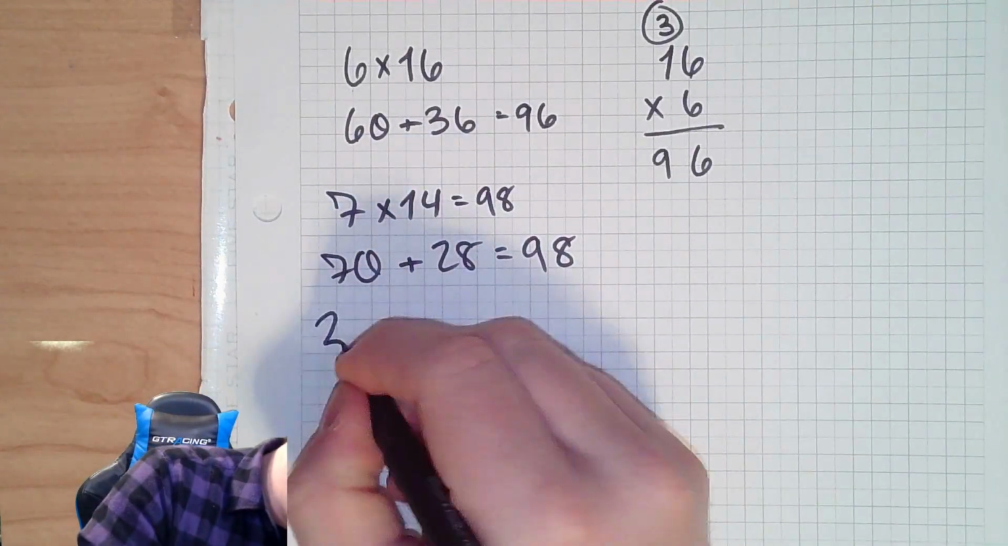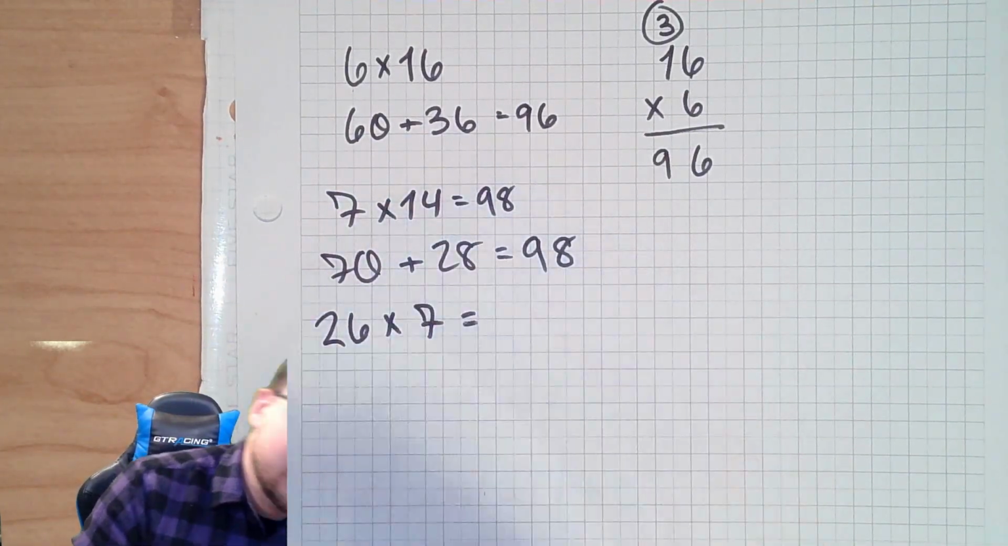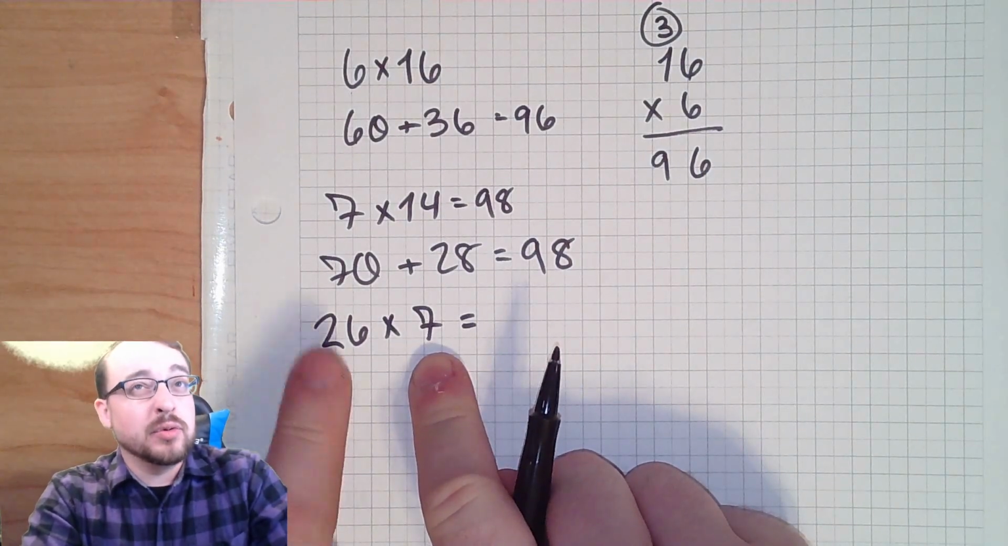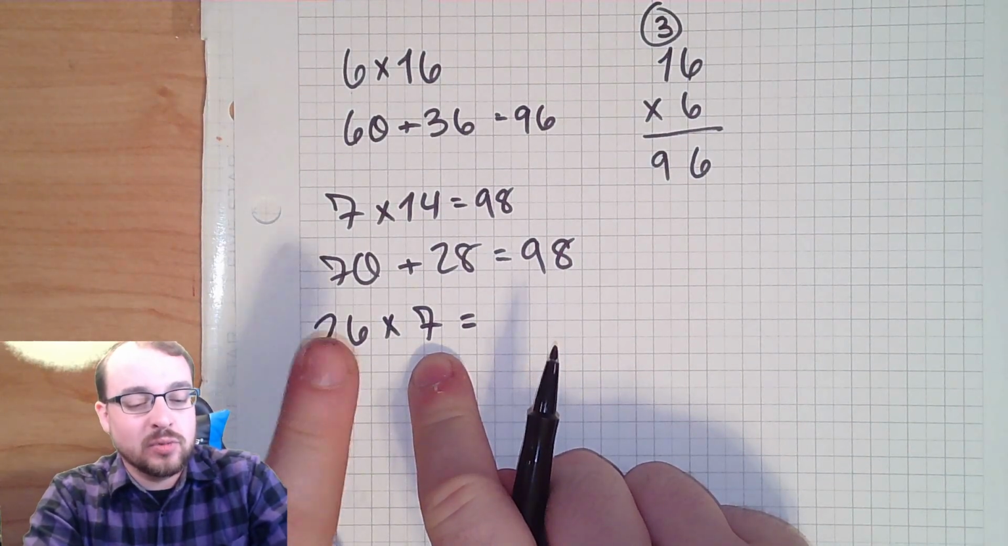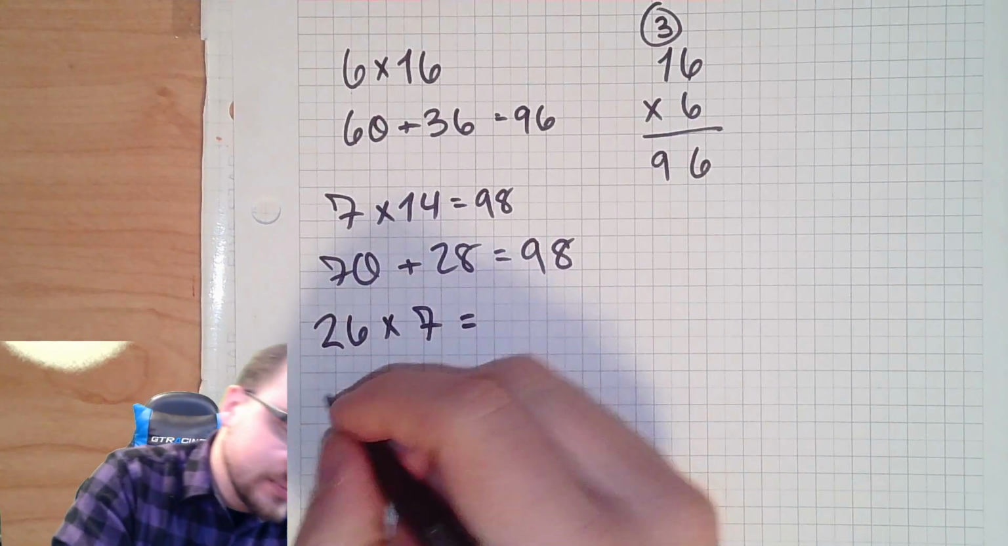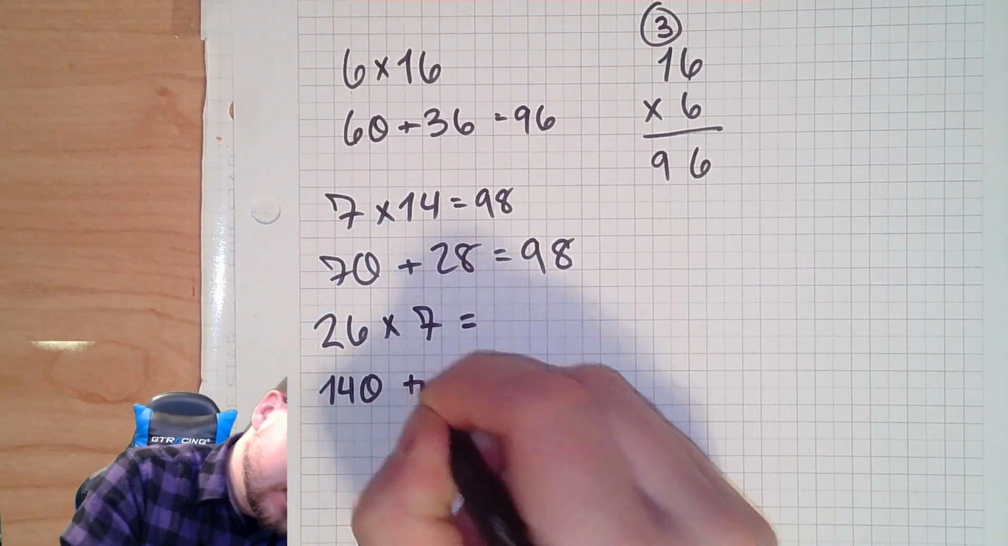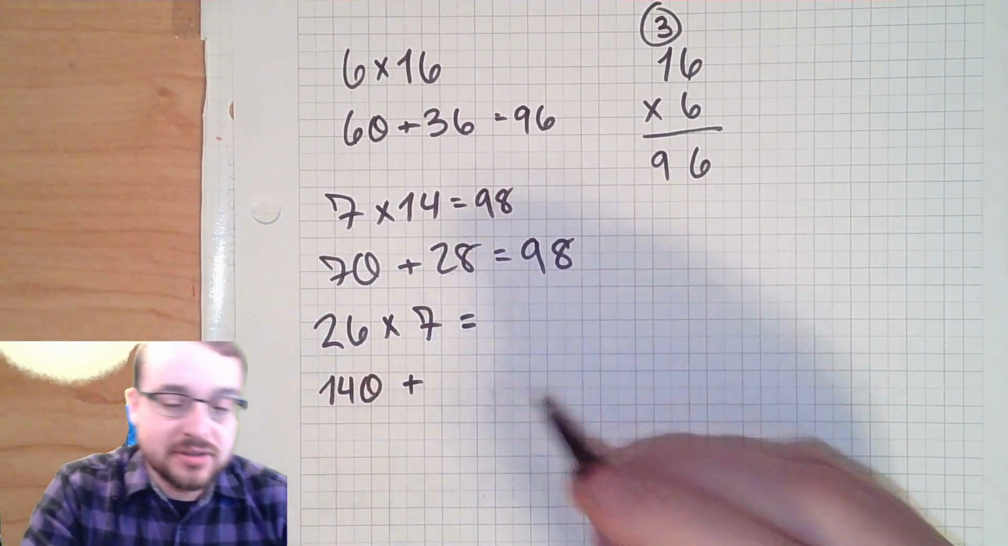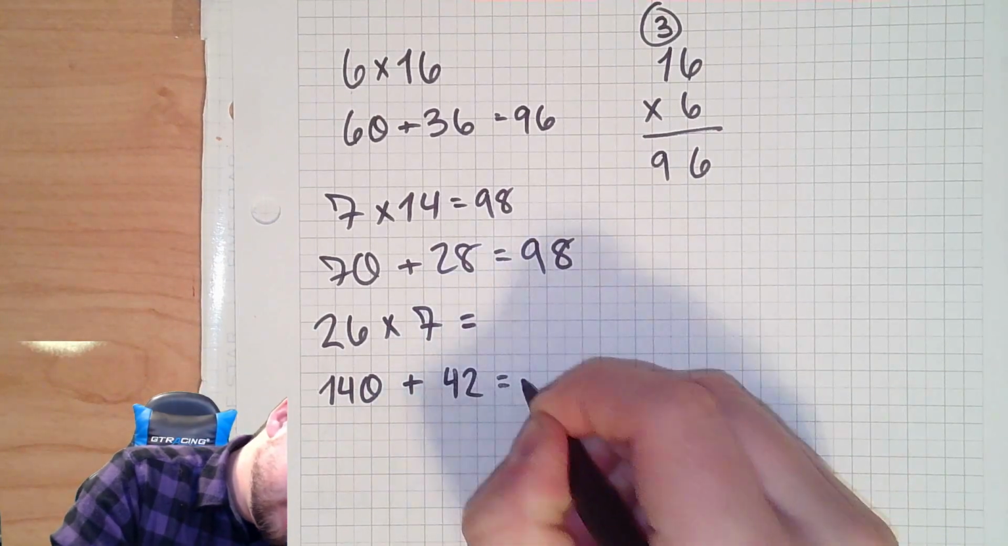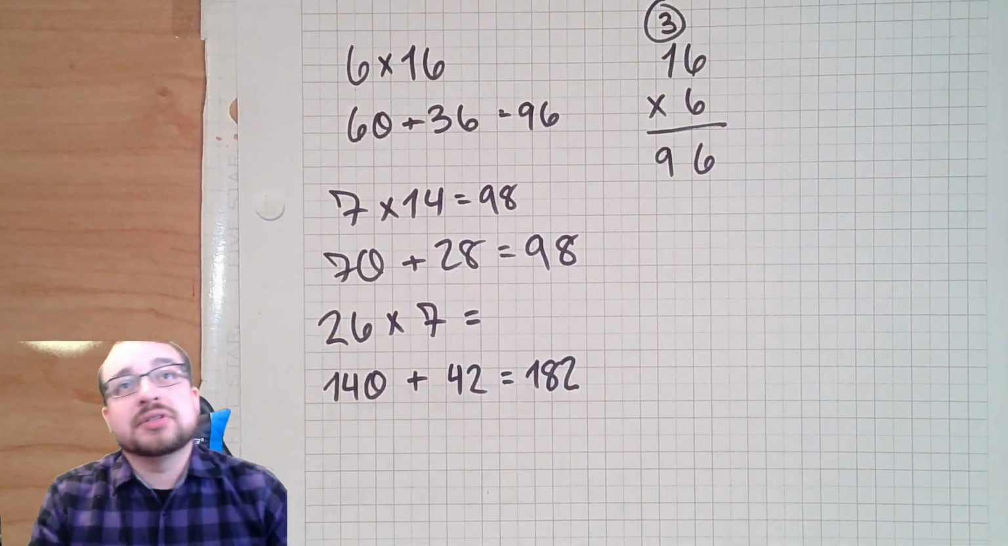26 times 7. Another example. 20 times 7. Remember, we're doing 20 because that's what that 2 stands for, right? 20 times 7 is 140. And then 7 times 6 is 42. So 182. What this is going to come out to.